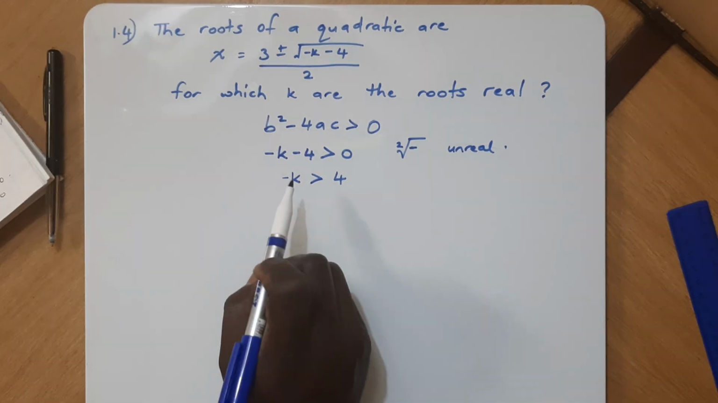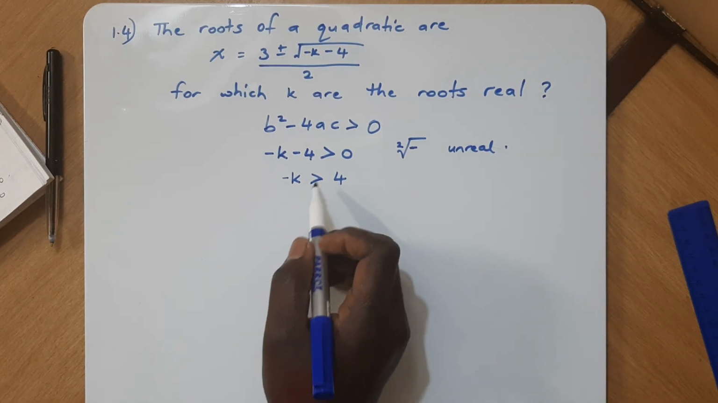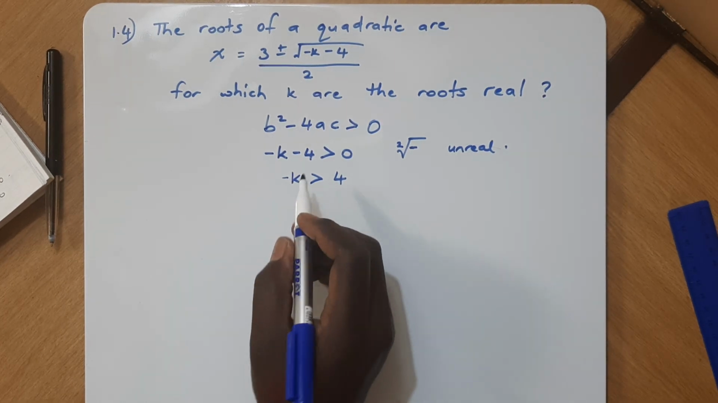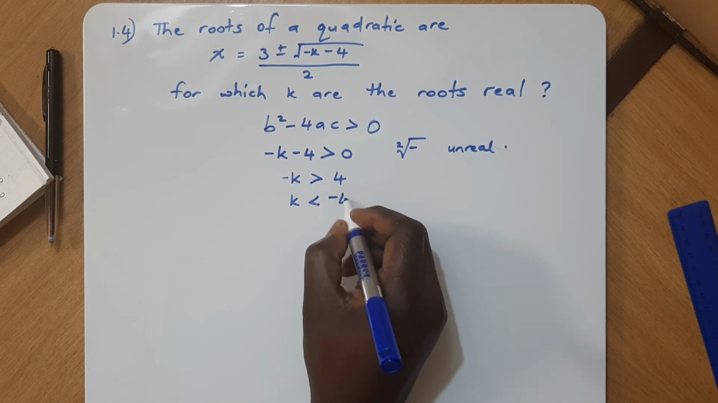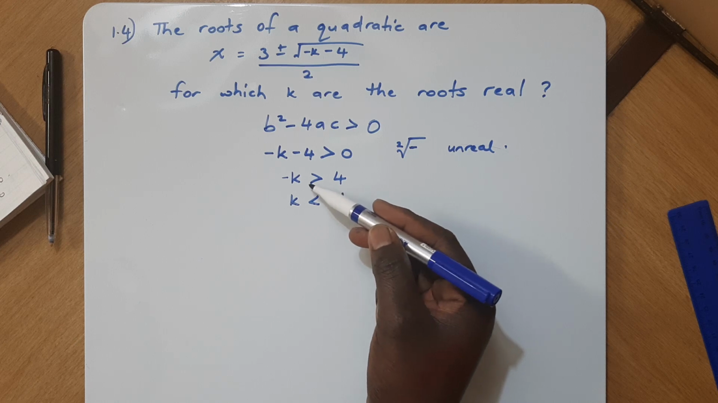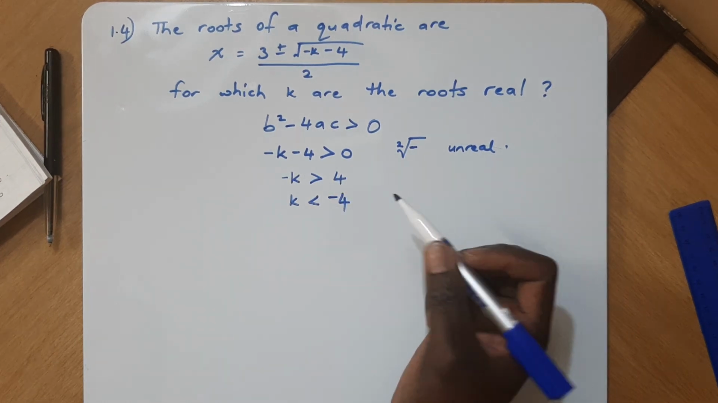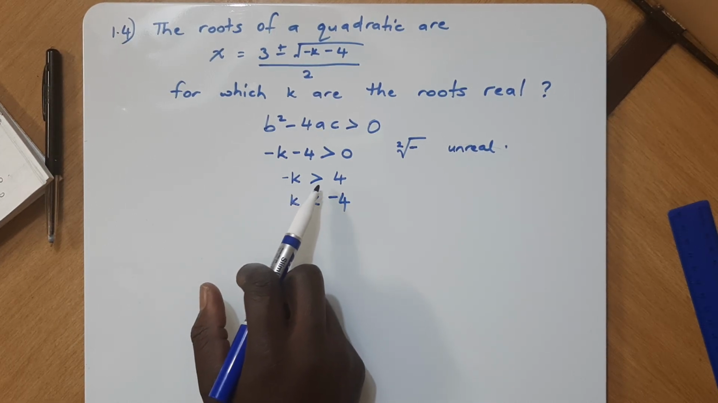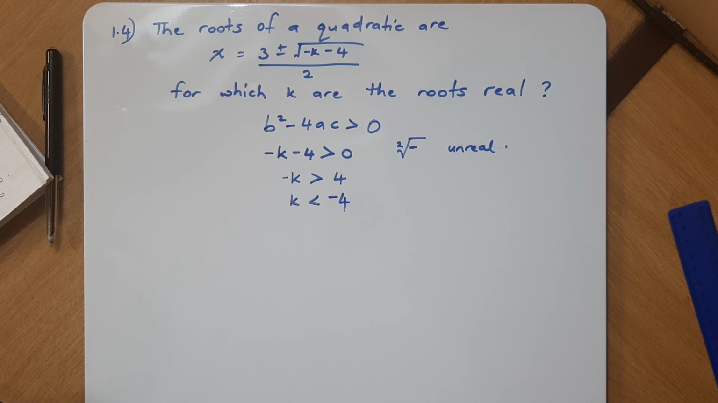Yeah, so when we take the 4 that side, we get minus k greater than 4. Then when we flip the signs, we have k less than minus 4. Okay, that's another rule. When you want to switch the signs, you flip the inequality sign. So minus k greater than 4 or k less than minus 4.